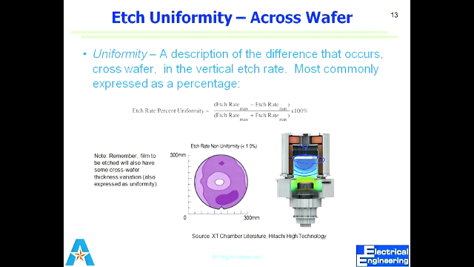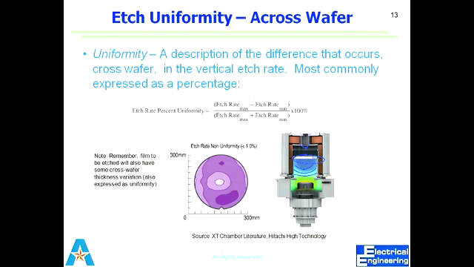So how do you define the uniformity? That is actually the difference of the etched film at different spots over the wafer. So if you talk about the etch rate percentage uniformity, that would be the maximum etch rate minus the minimum etch rate, divided by the maximum etch rate plus the minimum etch rate, multiplied by 100. So this is how you calculate the percentage of uniformity of etch rate that you can achieve.